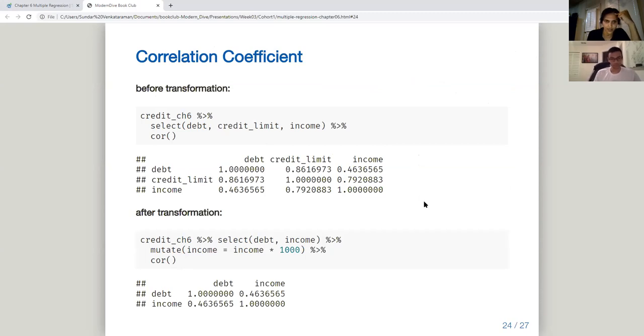This is something a little bit interesting, and I did not realize this. Apparently, if you transform your explanatory variables, your correlation coefficient does not change. This threw me for a loop, because what you see on top is before transformation and what you see at the bottom is after. Between debt and income, they are exactly the same. In the second one, they only selected debt and income. I'm not sure why they didn't select the credit limit. It's already pretty high to start with, maybe that's why. But the one that could have used some improvement didn't change anything. I always was under the impression that transforming actually transforms your data to make your regression line fit better. So this was surprising to me.